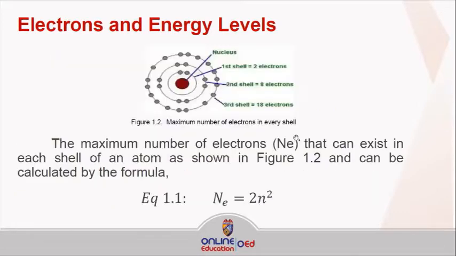Okay, next. As I said before, ito na nga yung maximum number of electrons in every shell. Pinapakita kung ilan yung electrons kada shell. For example, in the first shell, that will be 2 electrons. The second shell will be 8 electrons. And the third shell is equal to 18 electrons. That is near the nucleus in the center. Okay, ito yung ginamit na formula para ma-compute yan. The number of electrons is 2n squared. The maximum number of electrons, Ne, that can exist in each shell of an atom, as shown in figure 1.2, can be calculated using this formula.